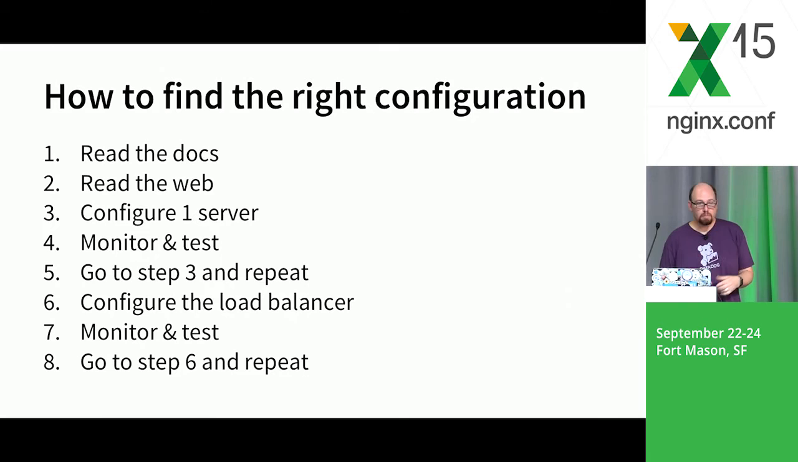Monitor it. Turn on some sort of monitoring solution. I hope it's Datadog, but it doesn't have to be. And test it with some sort of solution. I'll talk a little bit about testing. And then once you get to step five, go back to step three and repeat. Keep repeating until you get something that really works in your environment. Once you've got that one web server going, replicate that out for all your web servers. Then do the same thing with the load balancer. Monitor and test and repeat those two steps, and keep doing that until you've got a really great environment.